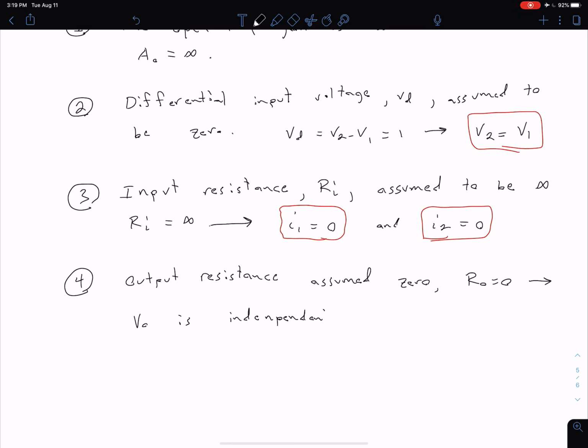So independent of load connected to our op-amp. And we're going to see a little bit later on in this class, and definitely in some classes beyond this one, that that's not always the case, because if we have our R0 not equal to 0, what's going to happen is we're going to have a voltage divider.